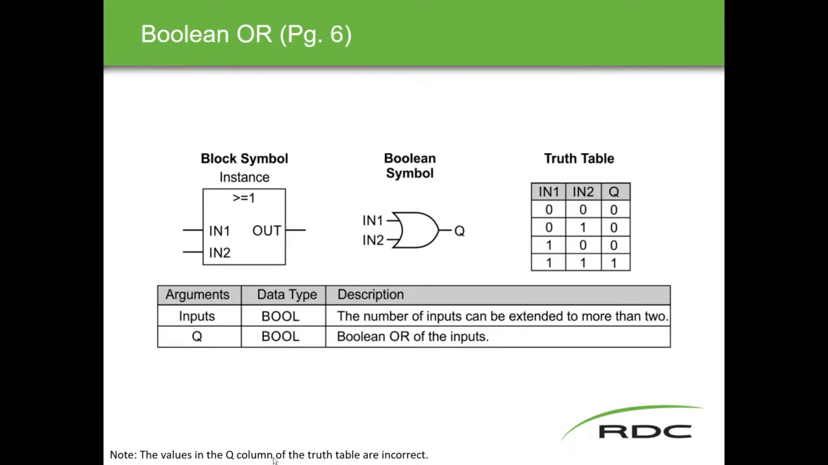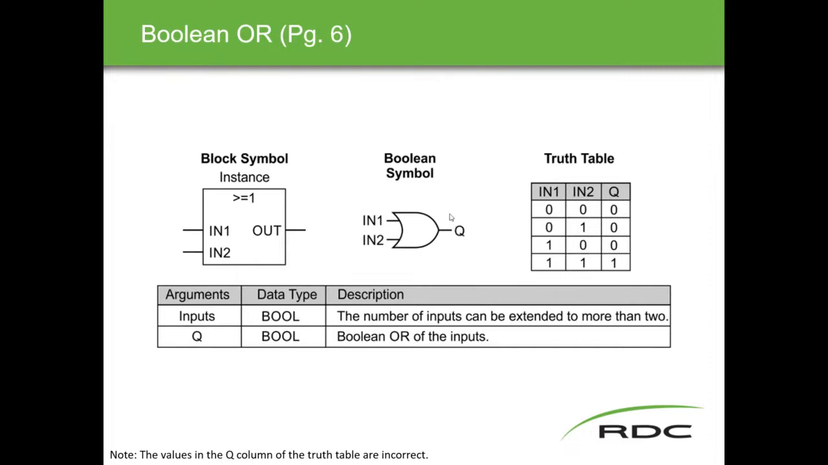So the values in the Q column of the truth table are incorrect. I just want to make that check. It has been updated in your ILM, so if you're running version 22, your ILM is correct. These should both be ones here also. My graphic package for the ILMs is version 21. This is the image out of version 21, and that's why this is wrong. So in your ILM, you should be good if you're running version 22. If you're not, change these zeros to ones. Hope that wasn't too confusing for everybody.